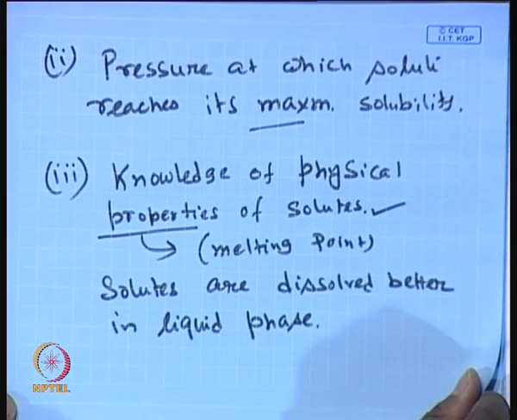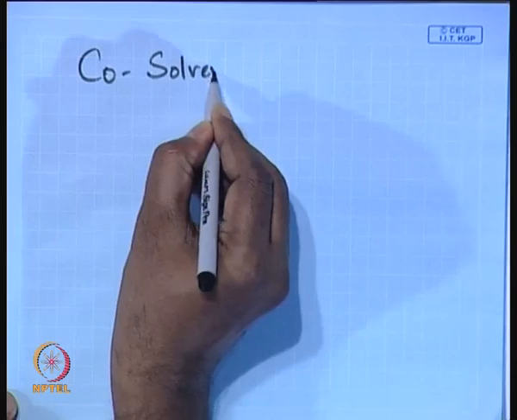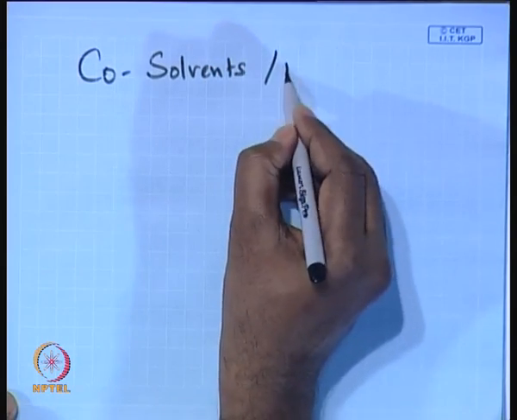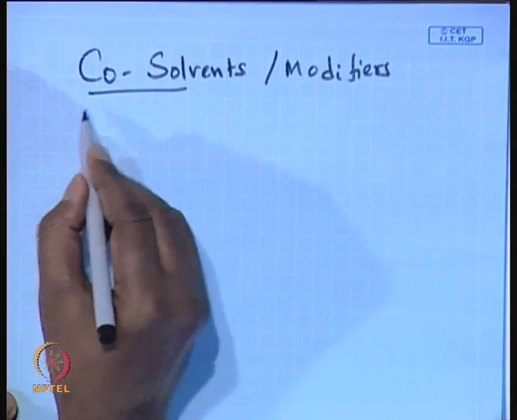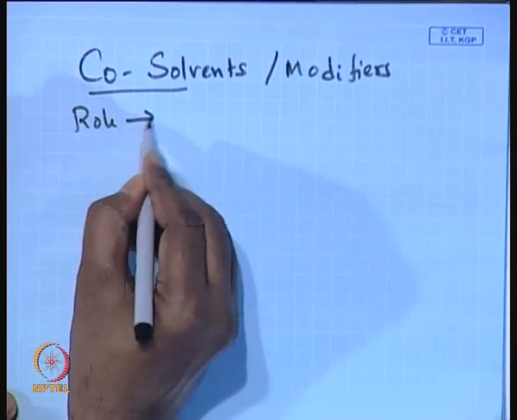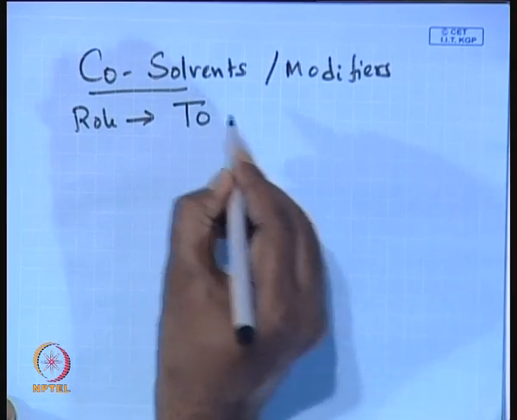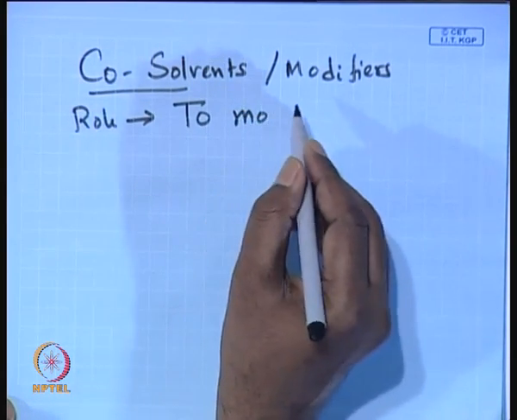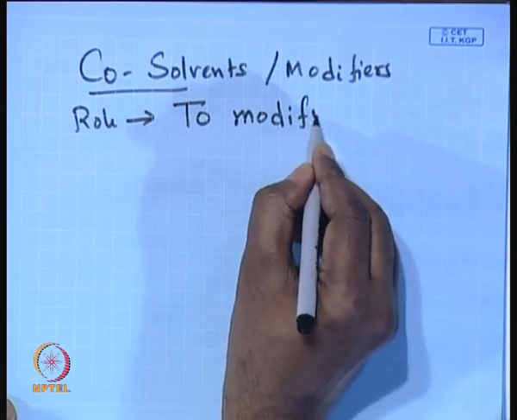Sometimes one uses co-solvents or modifiers. What are the co-solvents? These are known as the co-solvents or modifiers. What is their role, their purpose? The purpose is to modify the property of the solvent. The co-solvents are added to a small extent in order to modify the property of the solvent.